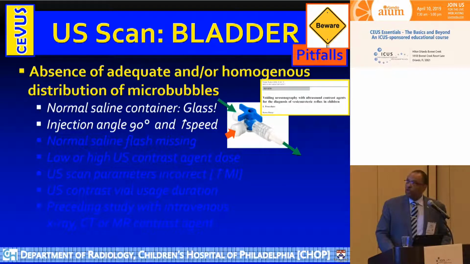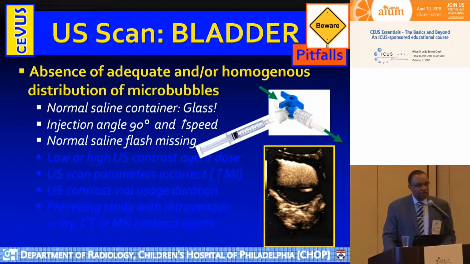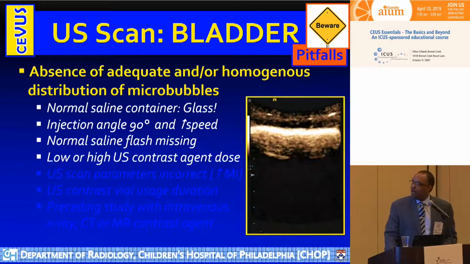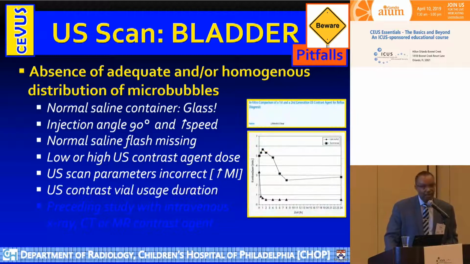Then the injection should be only straight, and that has been shown to be important so as not to disrupt the microbubbles. Then we flush it from the side opening with normal saline to mix it. The dose, as I mentioned to you, has to be appropriate. The 1 ml dose in the leaflet may be too much. You may need to use less. We have to adjust the mechanical index to scan appropriately.